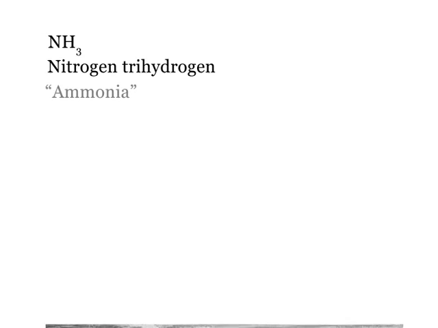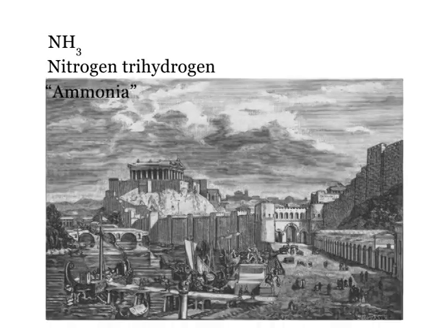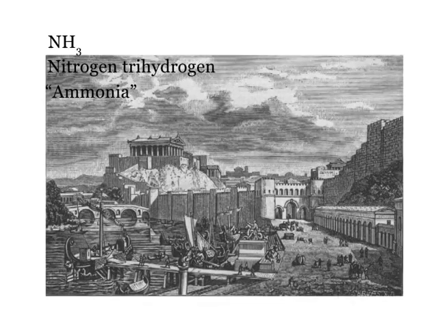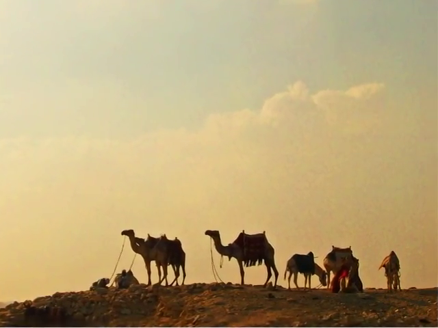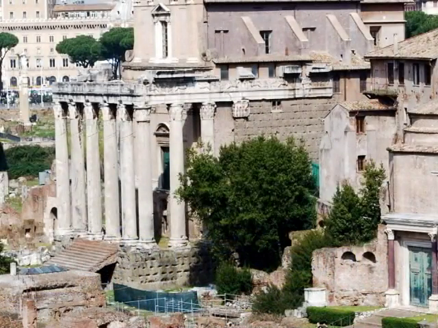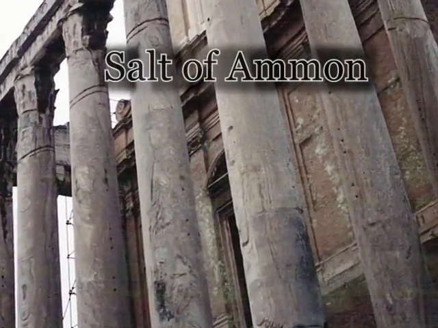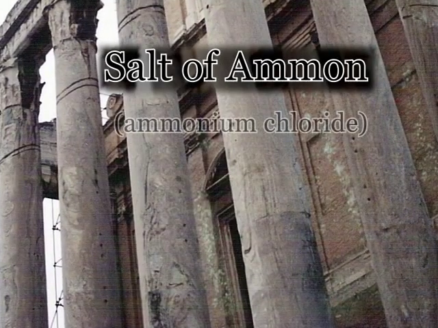For example, NH3 is nitrogen trihydrogen or hydrogen nitride, but we always just call it ammonia because in the ancient temple to Jupiter Ammon, they would burn camel dung for light and heat. The soot deposited little white crystals on the walls, which they called salt of Ammon. O3 is trioxygen, but we call it ozone.